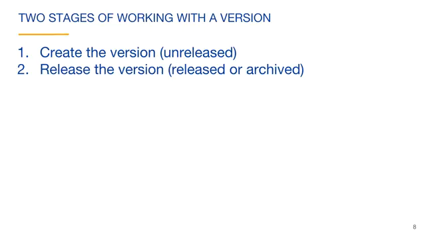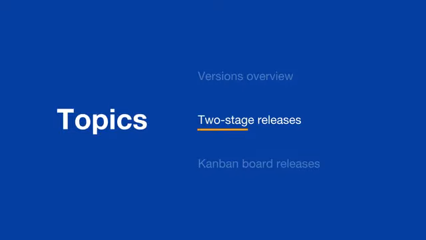We will first discuss working with versions independently from a board. We will then see that from a Kanban board, you can combine these stages, creating and releasing the version in one step. Next, we will discuss 2-stage releases.